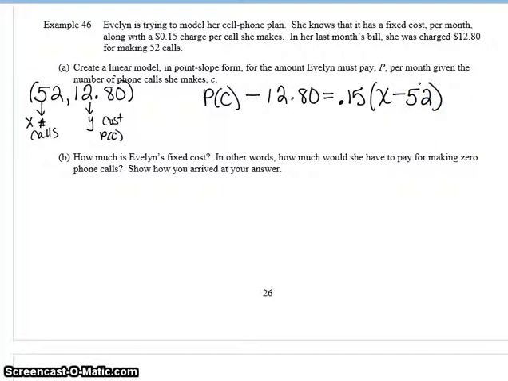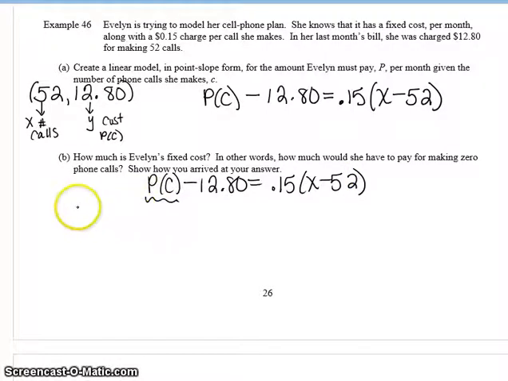How much is Evelyn's fixed cost? In other words, how much would she have to pay for making 0 phone calls? Show how you arrived at that answer. Okay, so basically I'm going to take that equation that she just had up top. So I have P of C minus 12.80 equals 0.15 times x minus 52. And what I'm going to do right now, I'm going to solve and get P of C by itself. Okay, so before I could do that though, I'm going to distribute on that right side.